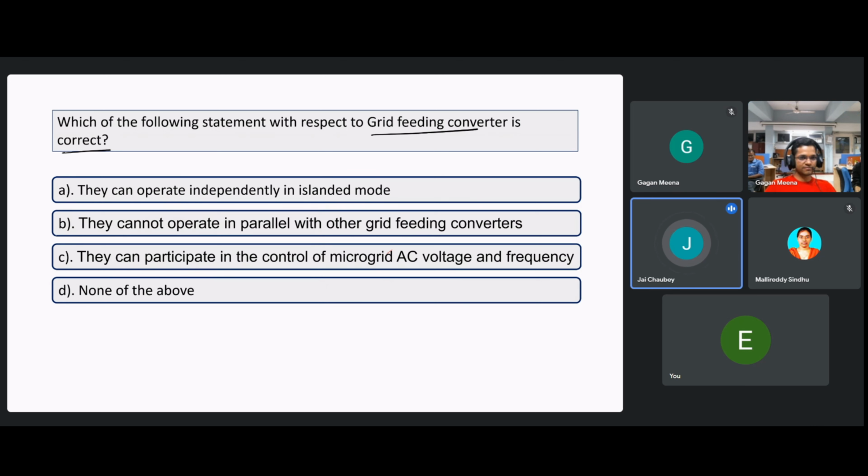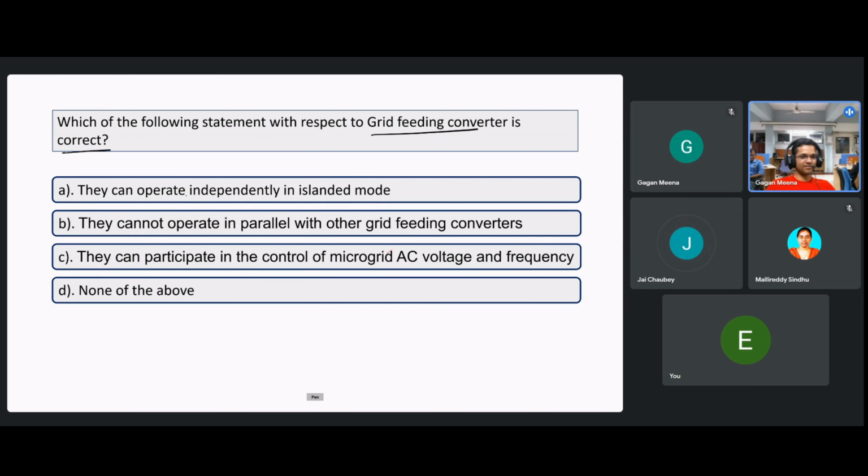B, they can operate in parallel with other grid feeding converters. This is not "cannot", this is "can". They can, so this is not the option. This is incorrect. They can operate independently? No, they cannot operate independently in islanded mode. They require a P and Q reference. So they cannot operate independently in islanded mode.